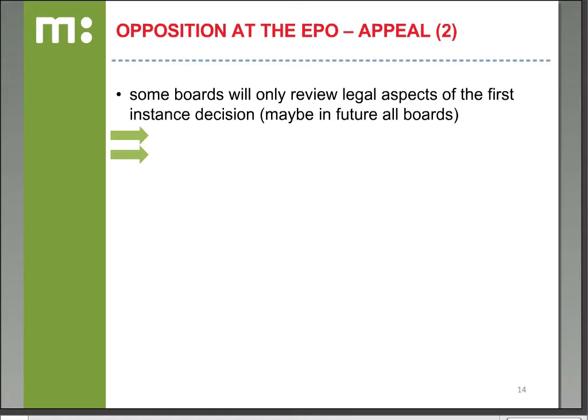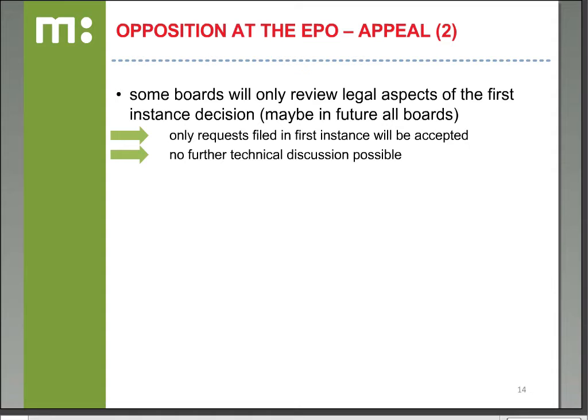And there are currently under discussion new rules of procedure for the Boards of Appeal, which are discussed at the Administrative Council of the European Patent Convention. And that means that they will put into a legal frame that the subject matter of the appeal is the case as it was in the first instance decision. So only requests filed in the first instance will be accepted. And additionally, there will be no further technical discussion possible.